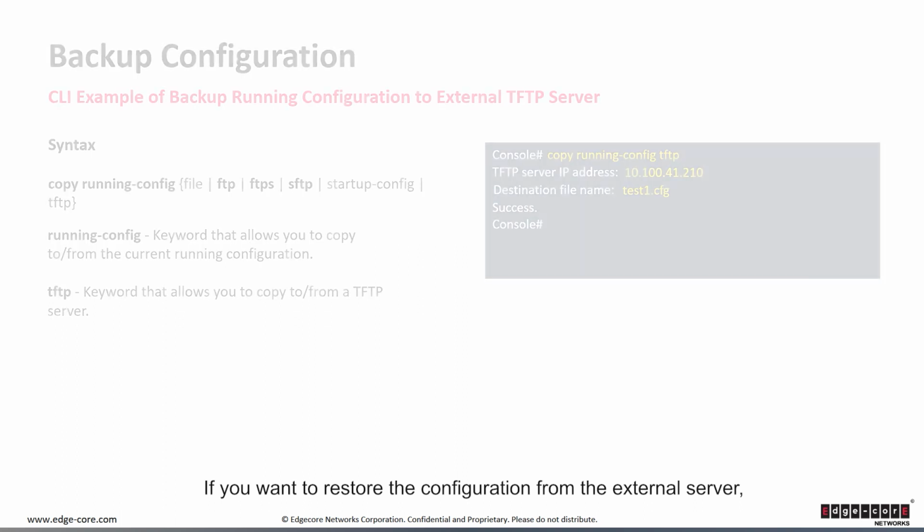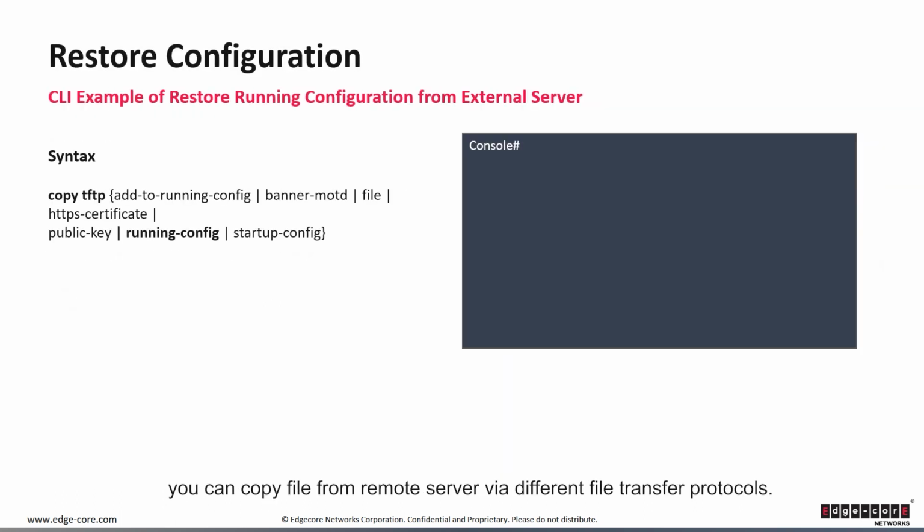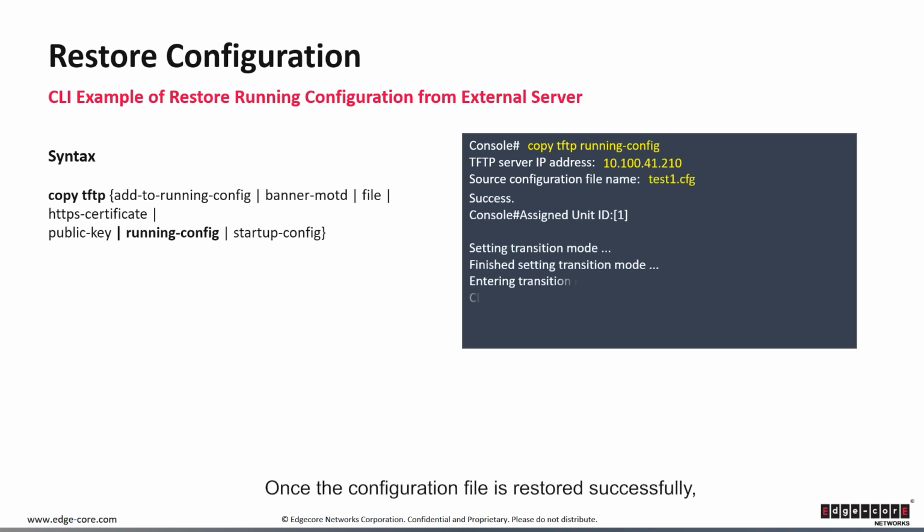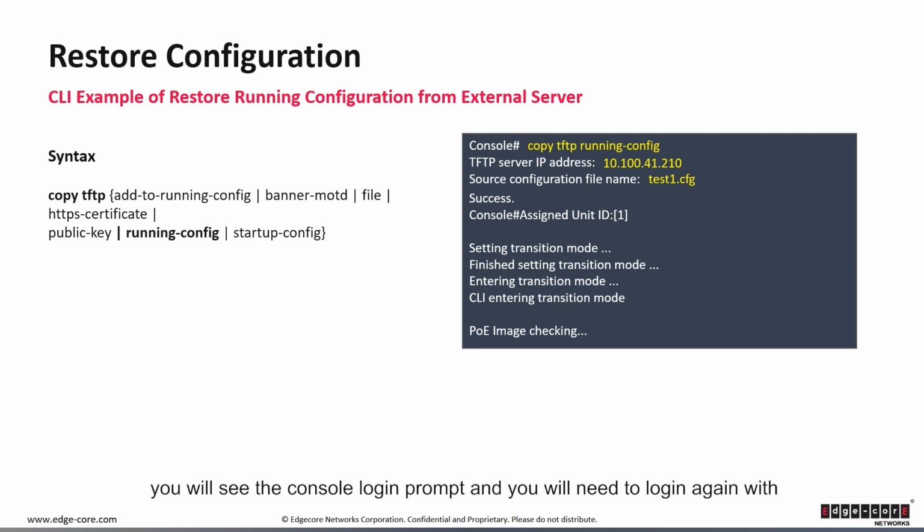If you want to restore the configuration from the external server, you can copy the file from the remote server via different file transfer protocols, for example, TFTP, FTP, or SCP. In this example, we could restore the configuration from the TFTP server. We can use the copy tftp running-config command, then enter the IP address of the TFTP server and the file name that you want to restore. Once the configuration file is restored successfully, you will see the console login prompt and you will need to log in again with your username and password.